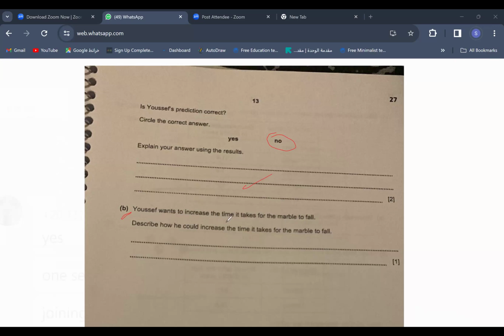Yusuf wants to increase the time it takes for the marble to fall. Describe how he could increase the time it takes for the marble to fall.